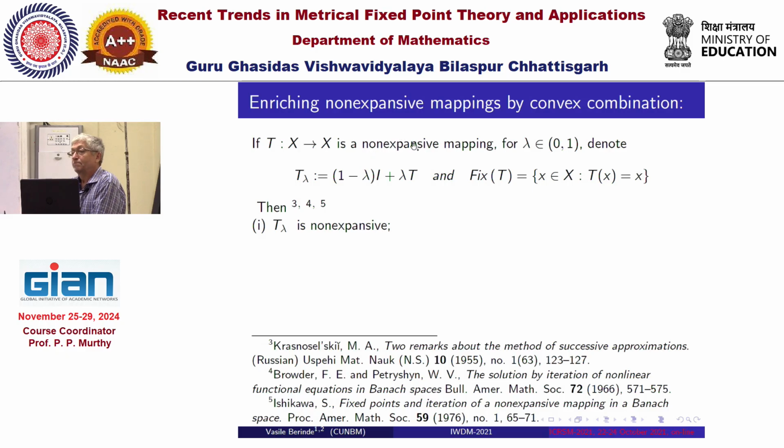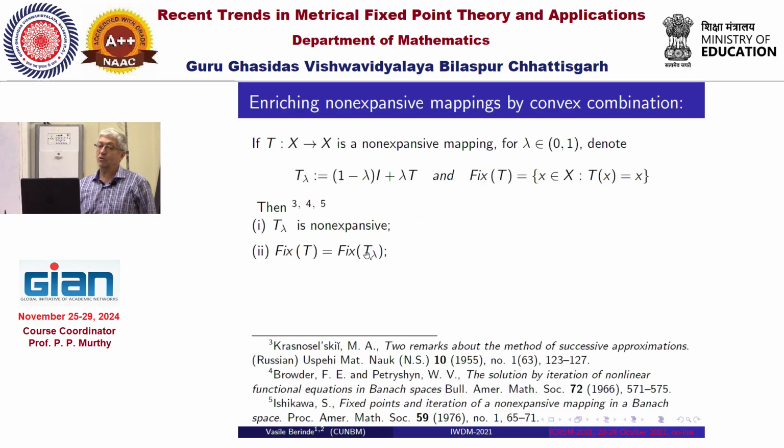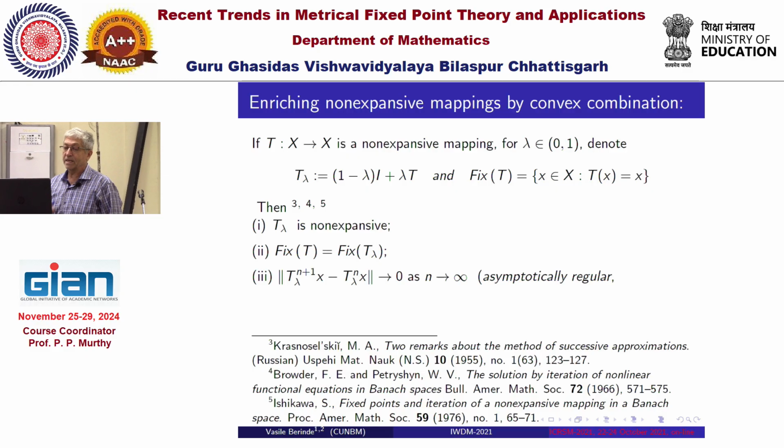Krasnoselsky has shown that if T is non-expansive, then T lambda is also non-expansive. Very important. So, non-expansiveness is preserved by convex combination. And not only non-expansiveness, but they share the same fixed point set. So, the fixed point set of T lambda is exactly the fixed point set of T. And this enabled Krasnoselsky to construct an iterative scheme. And he noted also the following fact.